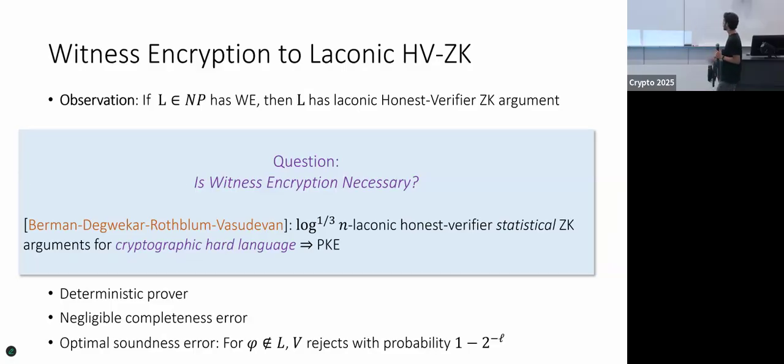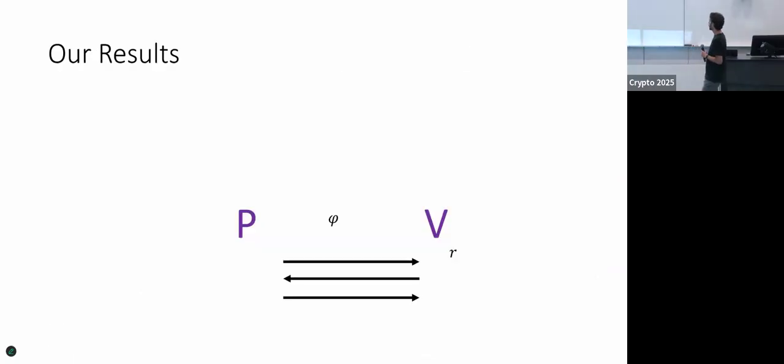And they show that if you have a very laconic honest verifier statistical zero knowledge protocol, so if the prover sends log to the third n bits to the verifier, then together with a cryptographically hard language, which I will define later, you get public key encryption. So if you want very laconic honest verifier statistical zero knowledge, you must assume essentially that public key encryption exists. Okay, so what are our results?